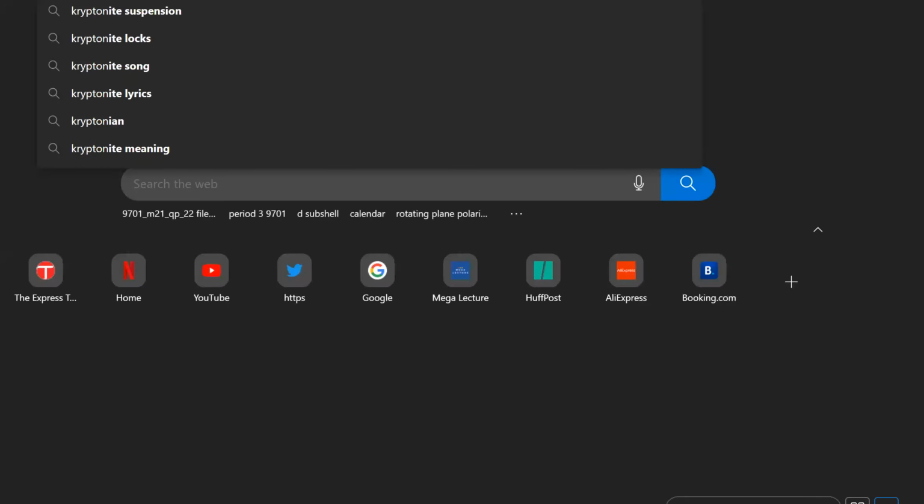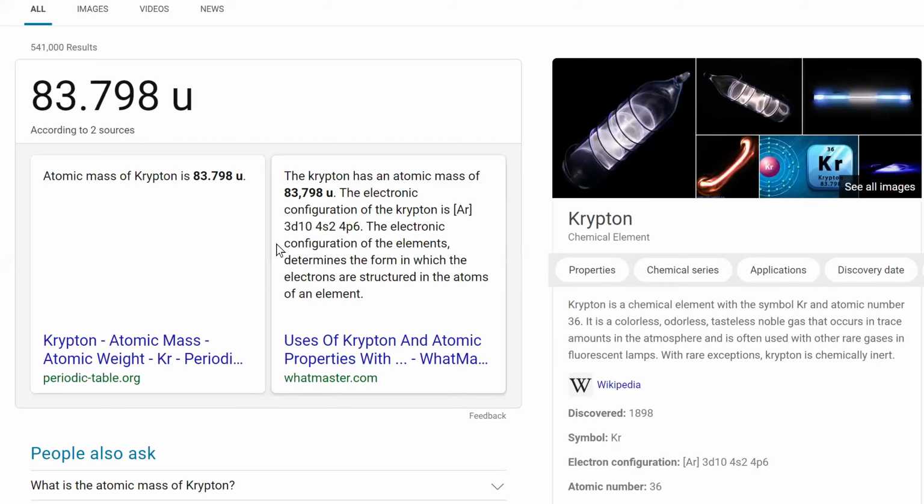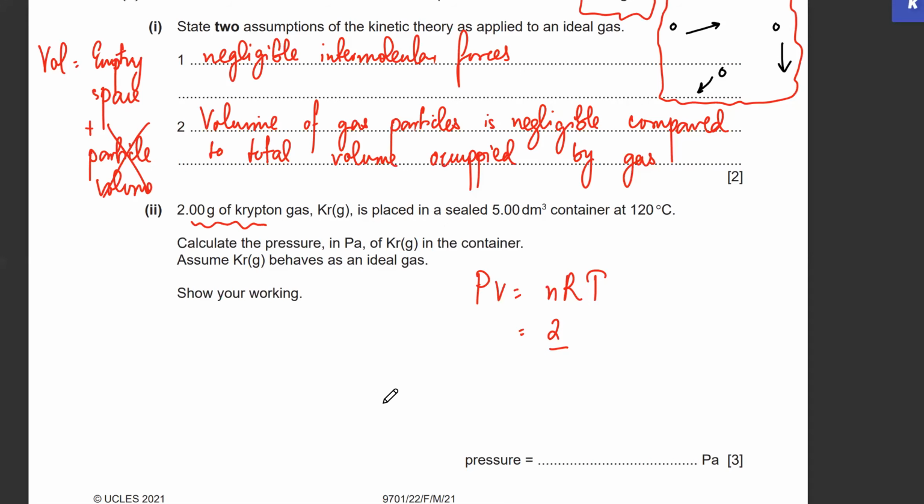Just a second. Krypton mass number. 83 point something, let's call it 83.8. So you can find the moles of krypton: mass divided by Ar, so 2 grams divided by 83.8. R is 8.31 for an ideal gas.